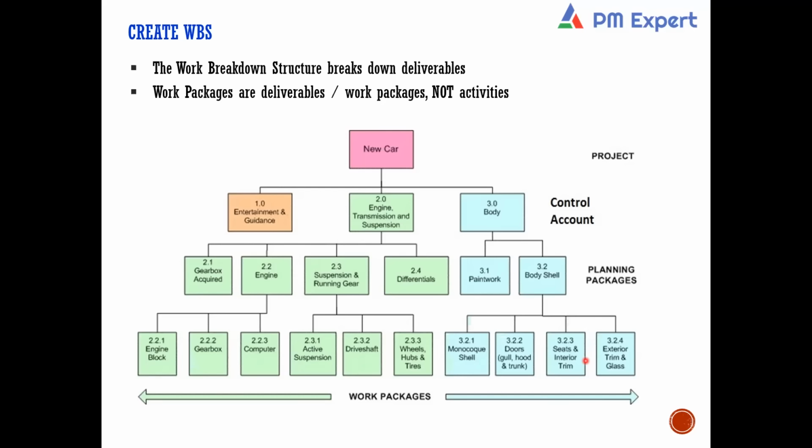Now, in this hierarchical structure, in every node, the lowest level is called a work package. For example, if you see this node, this is the lowest component: entertainment and guidance. This is a work package. If I follow this node, these three are the lowest components. These are work packages. If I go like this, these are the work packages. Is that okay?